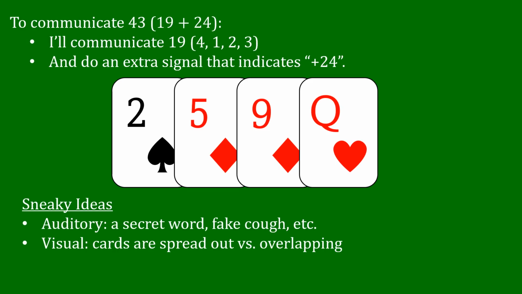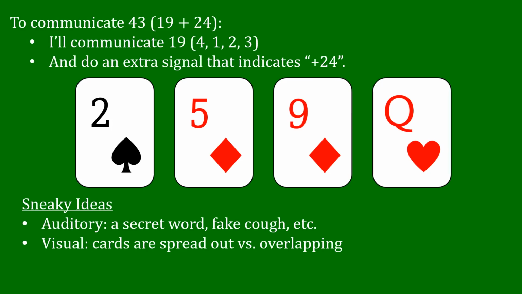This part of the trick has a lot of flexibility. With different ways of overlapping or different secret words, I can communicate even more information to you. But for the purposes of this trick, you only need to know whether or not you should add 24, so a yes or no signal, also known as a binary signal, is enough.